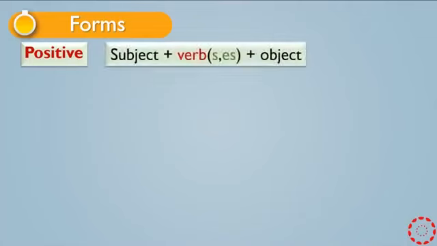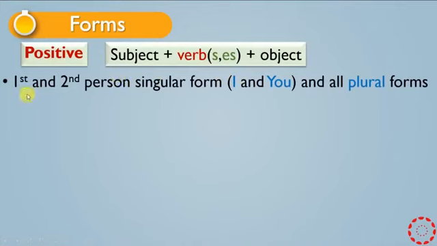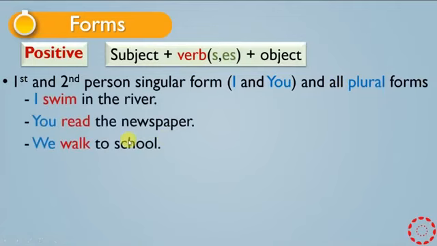Let me show you what's the form of present simple. The positive form: we have subject, and then we have verb plus s or es, and then we have object. For first and second person singular, I and you, and all plural forms, we use the infinitive form of the verb, I mean the base form of the verb. Look at these examples. I swim in the river. You read the newspaper. We walk to school.